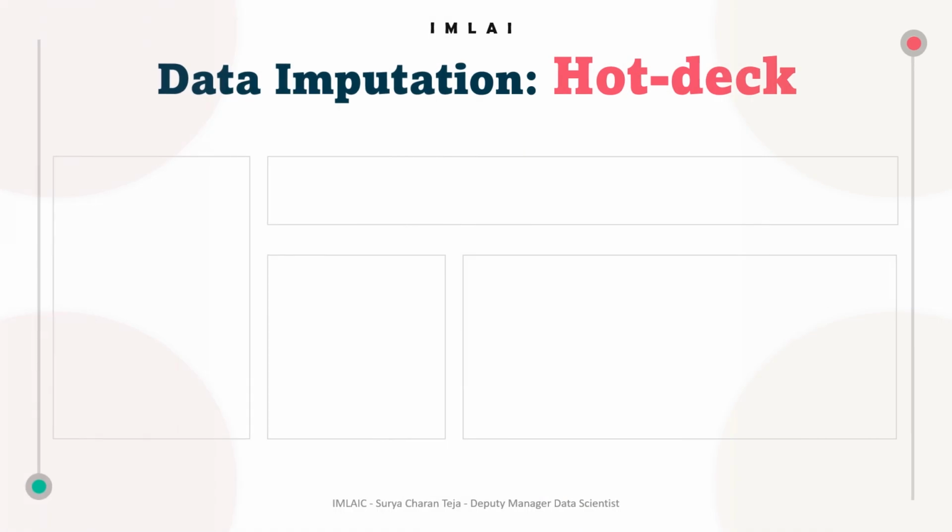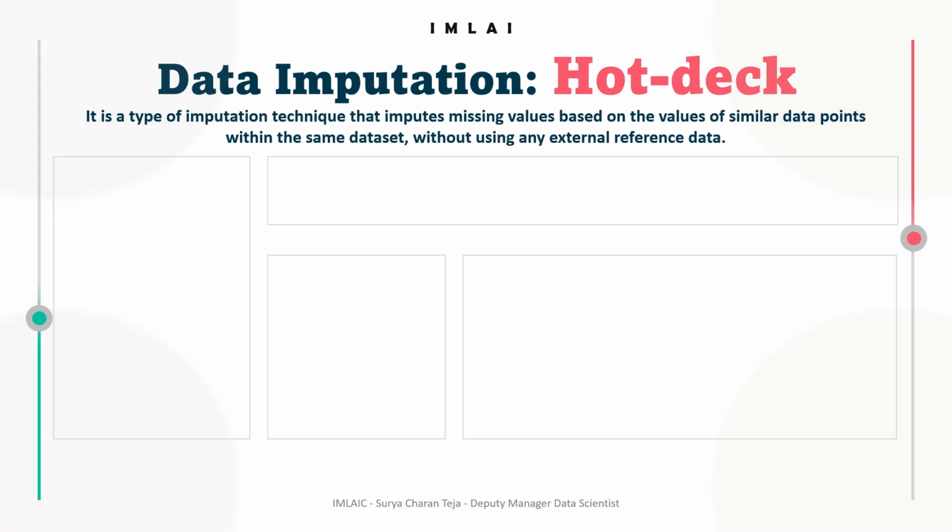Now let's look into the hot deck imputation method. Hot deck imputation is a method used to fill missing values in a data set by borrowing values from similar or nearby observations. So the hot deck imputation method works in such a way that it will fill missing values in a data set by borrowing values from similar or nearby observations.